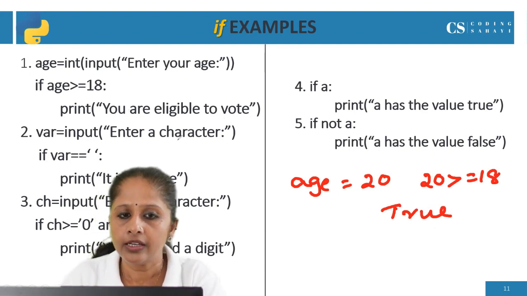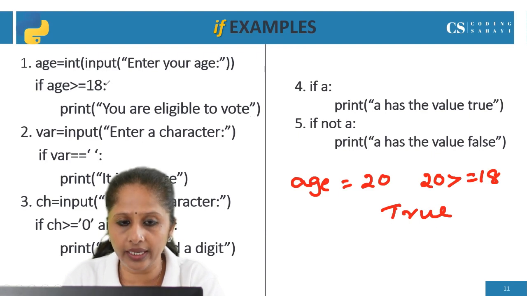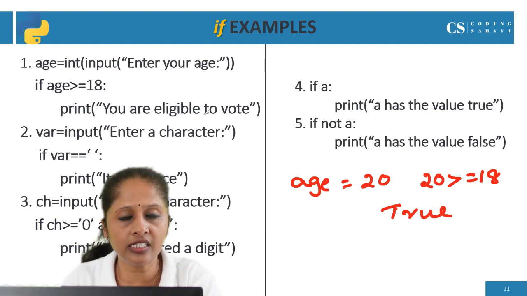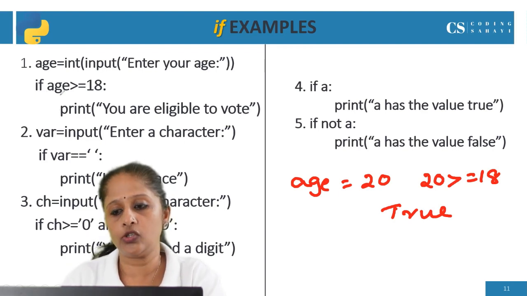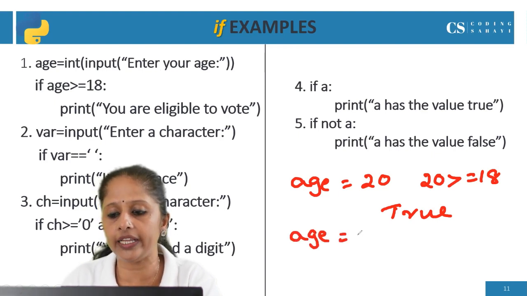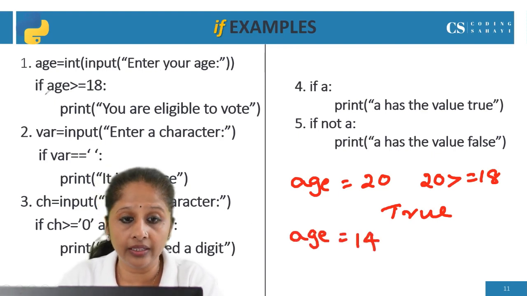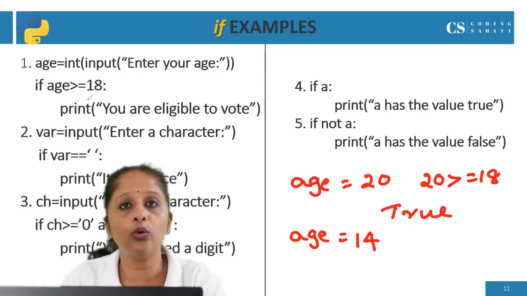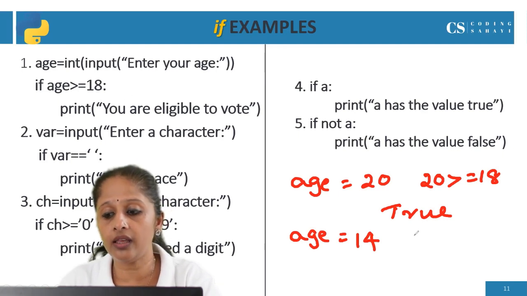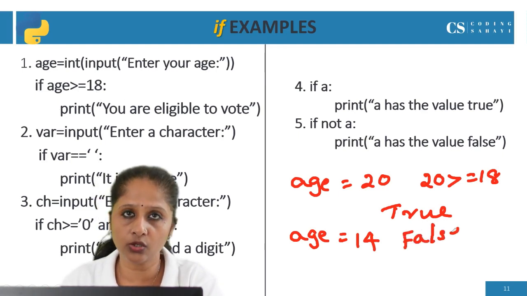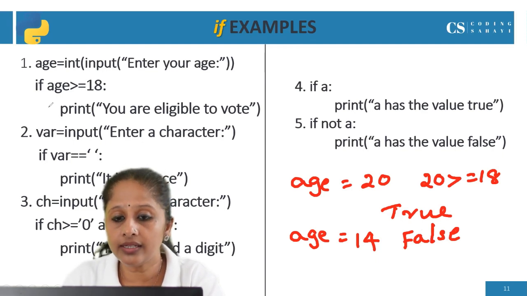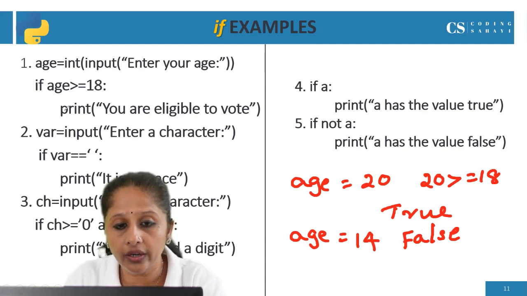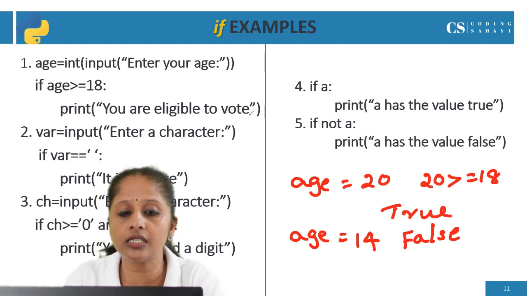Okay, so here you can see I have given a colon at the end and from left 4 spaces are given and the print statement is written here. Suppose you are giving age as 14. Here we are checking whether 14 is greater than or equal to 18. 14 is not greater than or equal to 18, so it evaluates to false. So this is not satisfying. Whether this statement will be executed? No. Python interpreter will not enter into this line because this is not satisfying.